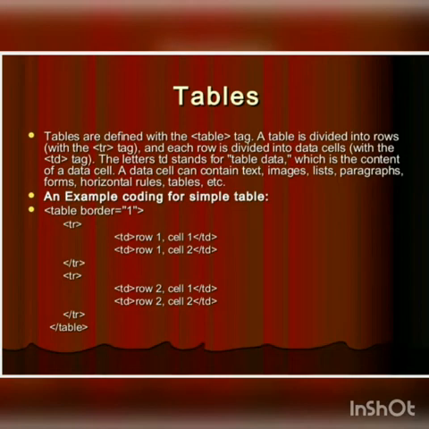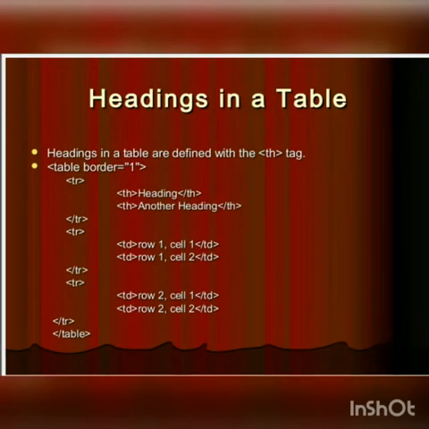Next, table. Tables are defined with the table tag. TR defines the rows, which means it divides the table into rows, and TD defines data cells, which stands for table data. The content of a data cell can contain text, images, lists, paragraphs, forms, horizontal rules, etc. The example given below shows a simple table formation.